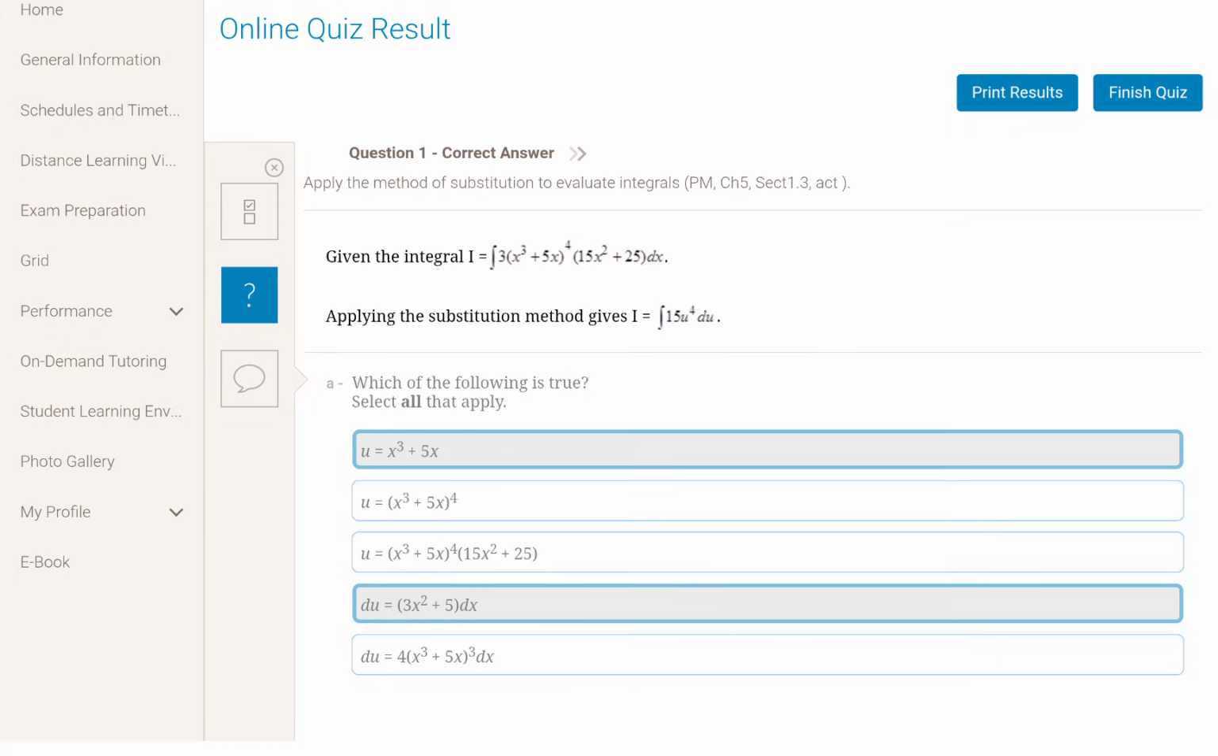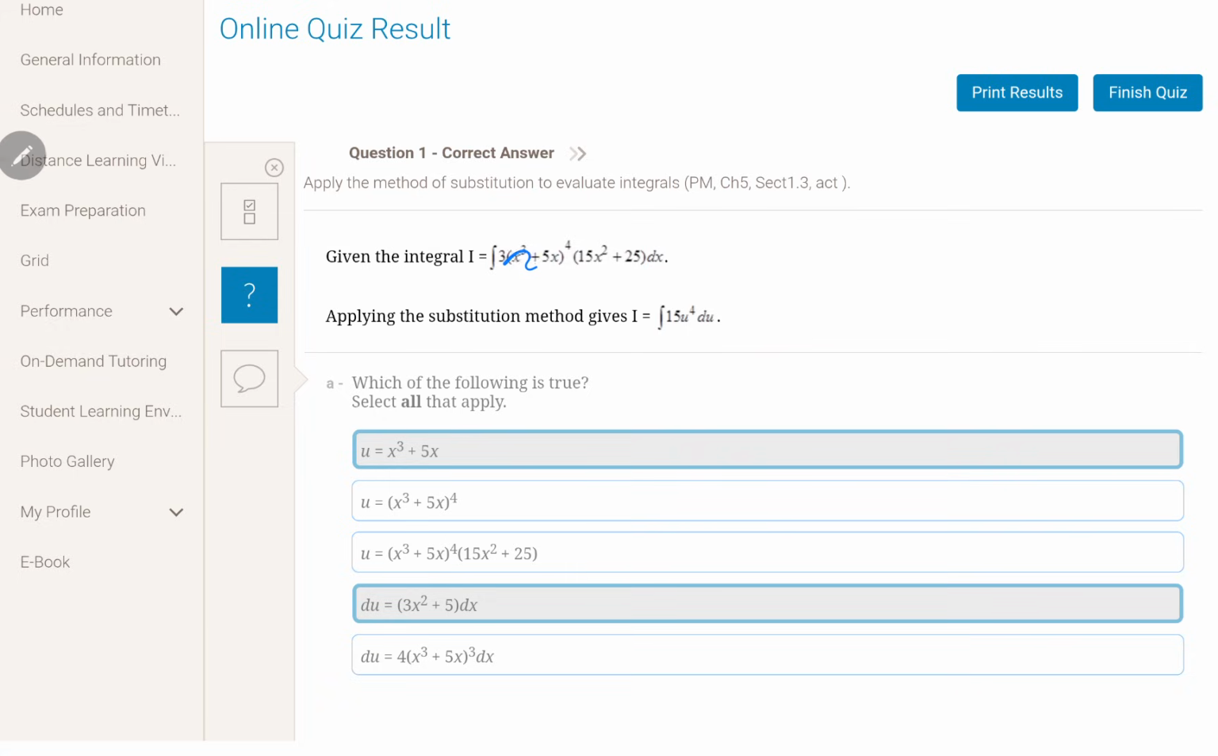Given the integral, I equals the integral of 3 times (x cubed plus 5x) all to the power of 4, times (15x squared plus 25) dx. Applying the substitution method gives I equals the integral of 15u to the power 4 du. Which of the following is true? Okay, now how do you do this?